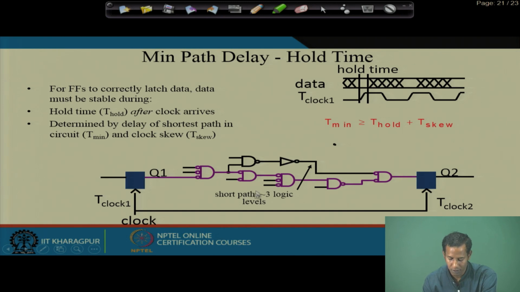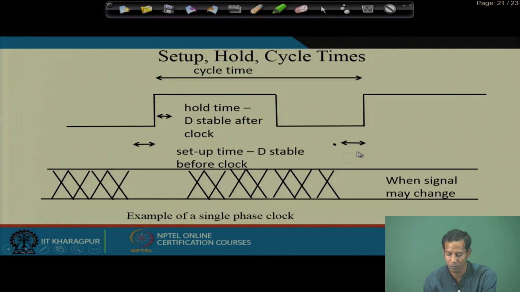So, in this particular case the minimum path is this one, where it has only passed through these 3 logic levels. This is the shortest path, which comes with the T minimum computation. If I take the example of a single phase clock, this is the time requirement for the setup and this is the time requirement for the hold, and from this edge to the next edge is the cycle time.